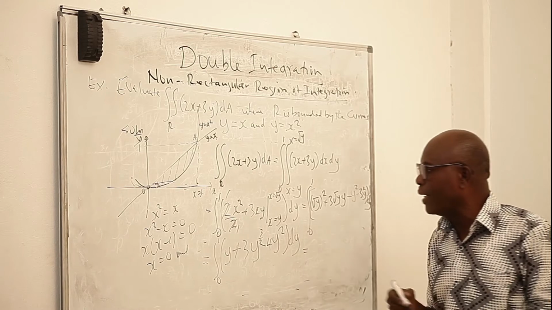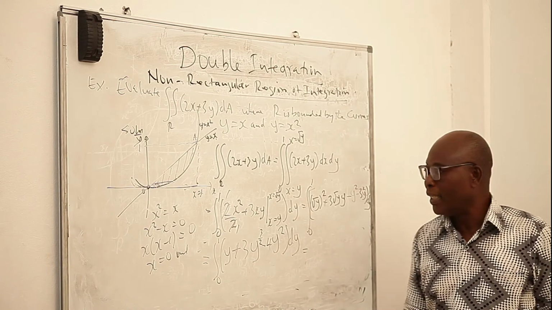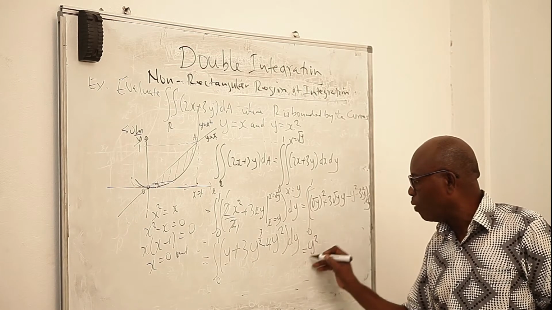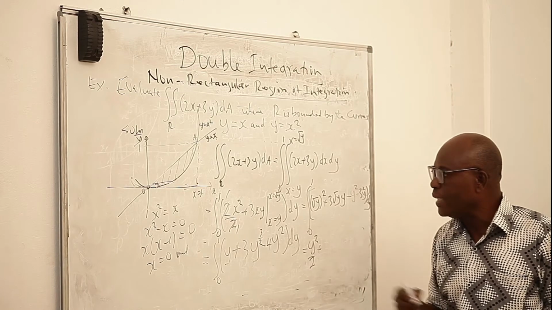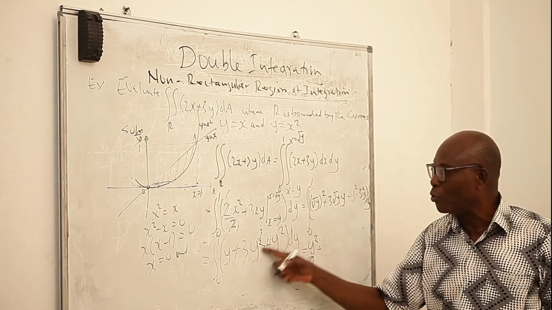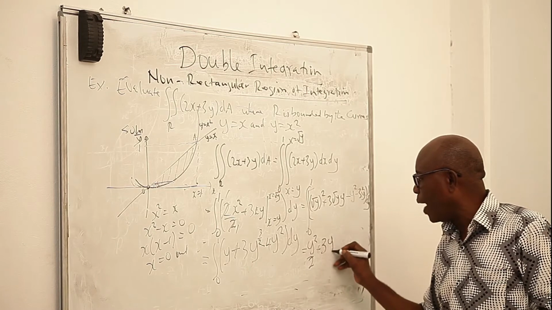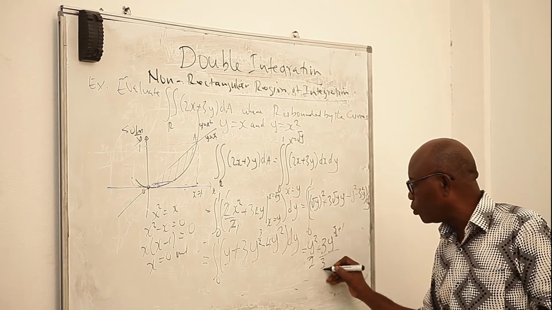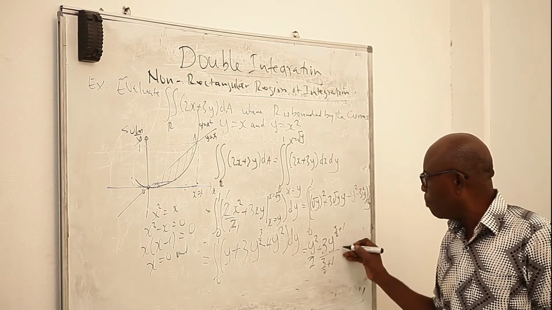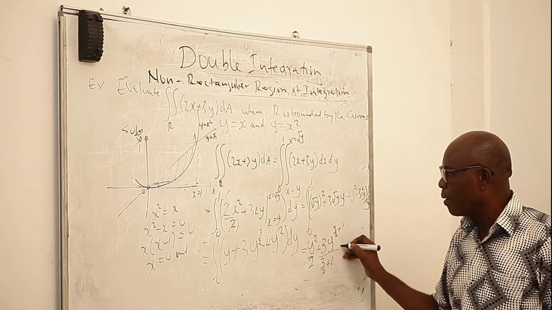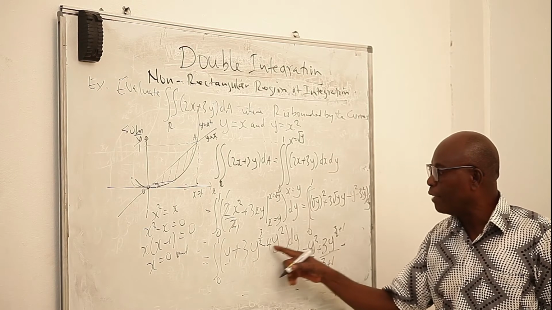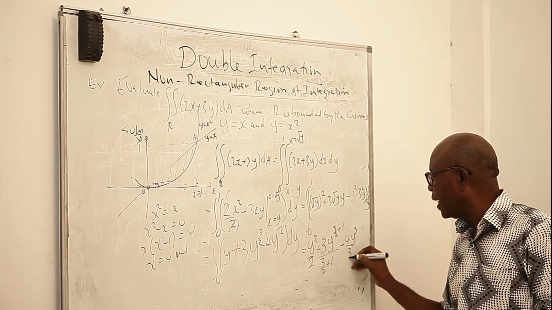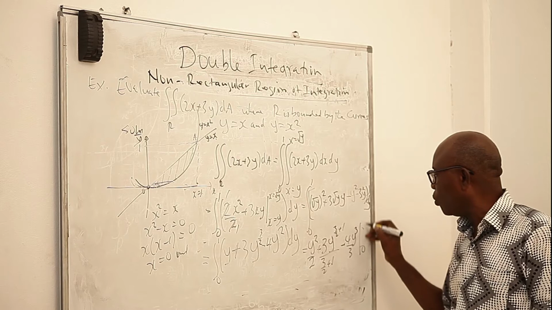Now we are going to integrate with respect to y. If you integrate y with respect to y, we get y squared over 2. Plus, if you integrate 3y raised to the power 3 over 2, you get 3y raised to 3 over 2 plus 1, all divided by 3 over 2 plus 1. Then minus, if you integrate 4y squared, we get 4y cubed all over 3. And the limit is from 0 to 1.